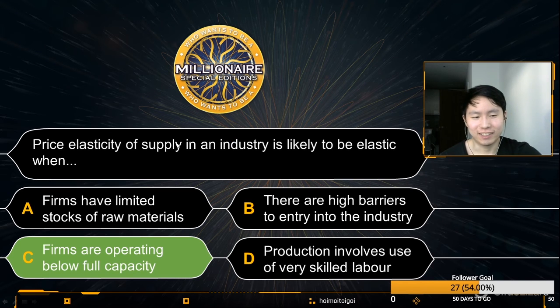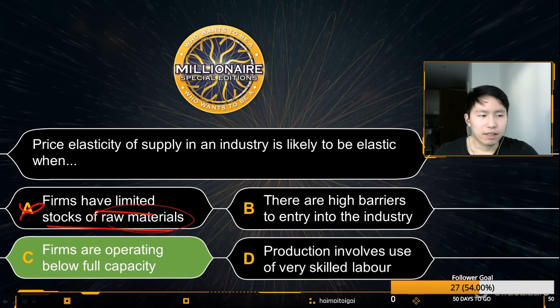It's C. Have you got it? So, it wouldn't be A because the firms have limited stocks of raw materials. That means that it's very difficult for them to increase their supply, right? And the mobility of the factors of production or of the inputs here to produce the final product of the firm would be difficult or would be limited. So as a result, if firms have limited amounts of raw materials, it would make them less elastic and less responsive to the market price. So it won't be A.